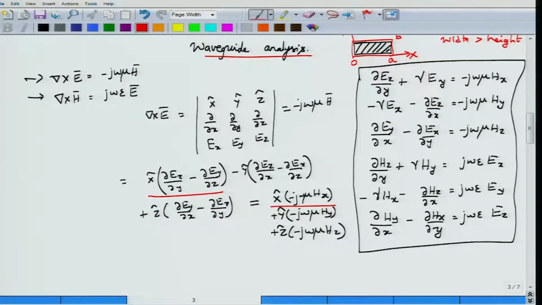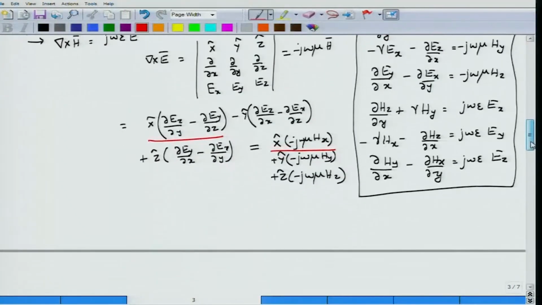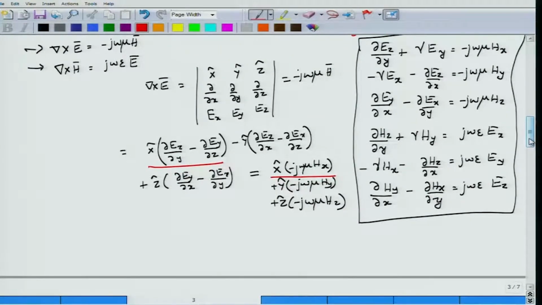Now you may ask, why am I doing this? What is the need for doing this? It turns out that I can actually solve for the electric and magnetic fields by expressing all of them, the transverse components, what are the transverse components? Transverse components are x and y components for the electric field, in terms of Ez and Hz. These Ez and Hz are called the longitudinal components.